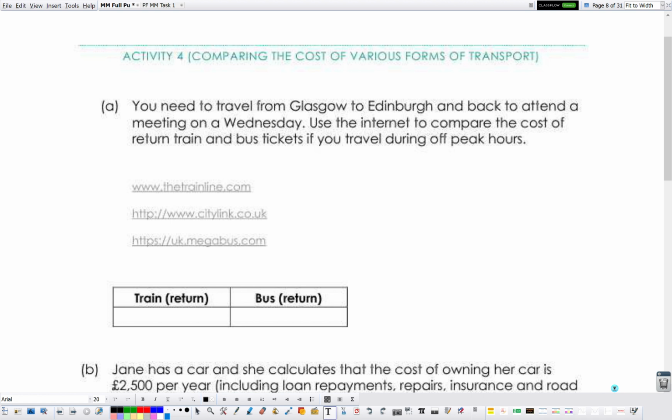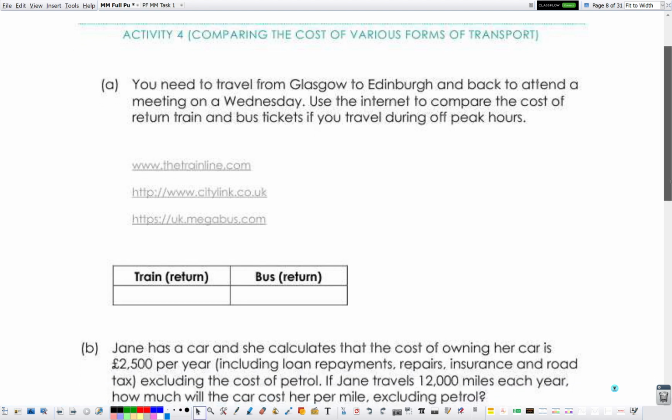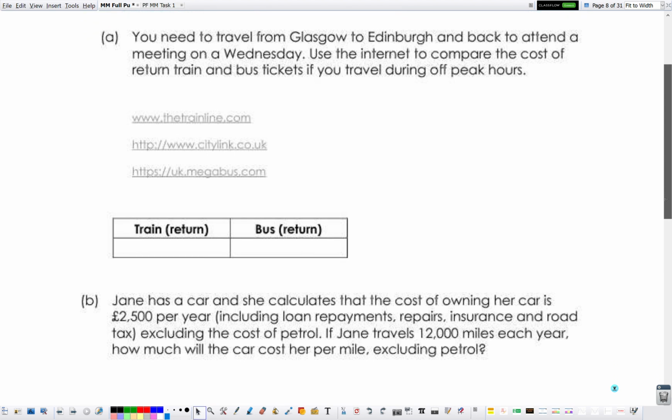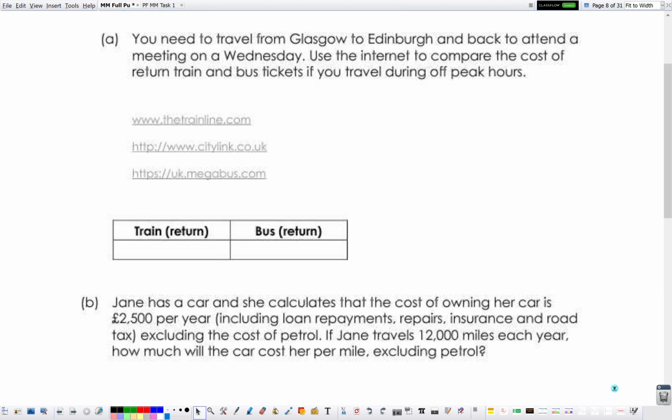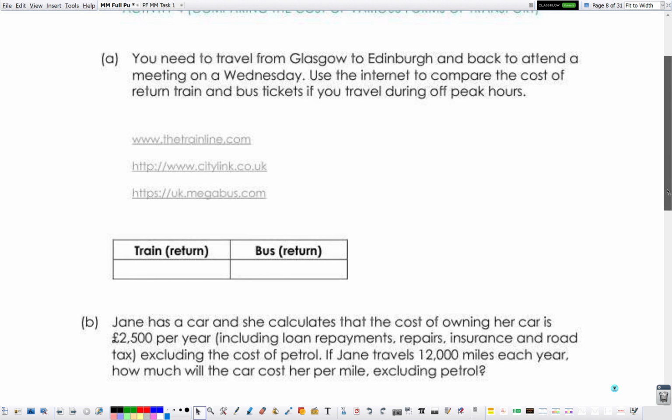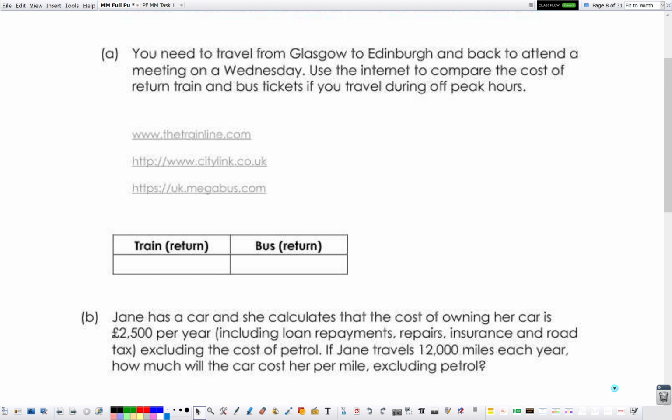To get you thinking about the difference in using public transport and having your own car, and the difference in price, how much you could save using either option. So task number 1 is a bit of research for you. You need to travel from Glasgow to Edinburgh and back to attend a meeting on a Wednesday. Use the internet to compare the cost of a return train and bus ticket if you travel during off-peak hours.